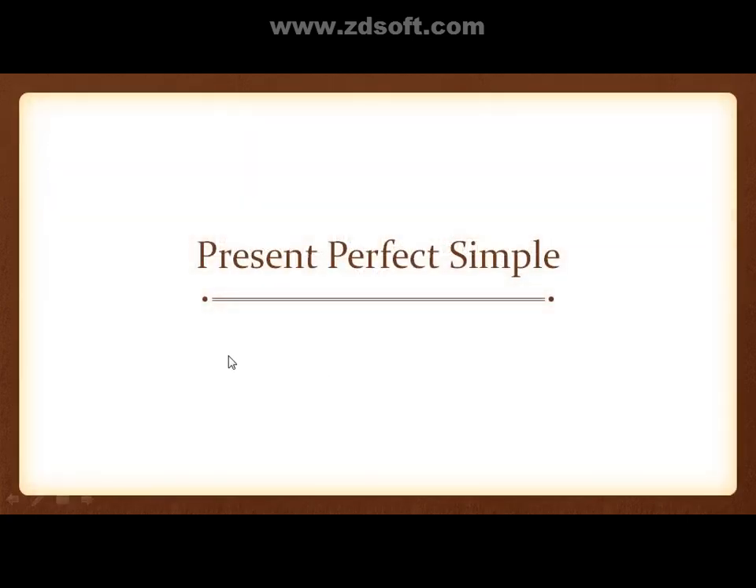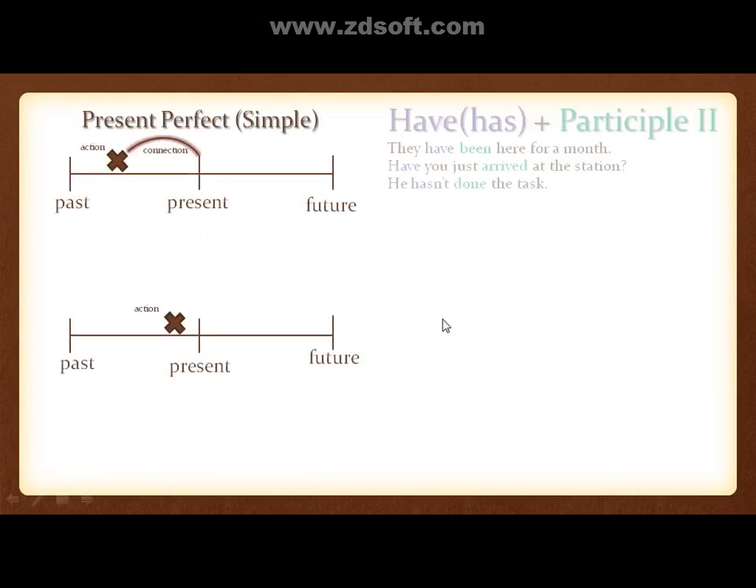The present perfect simple consists of have or has plus past participle, or verb 3. We use have with I, we, you, they, and any plural noun. We use has with he, she, or it, or any singular noun.